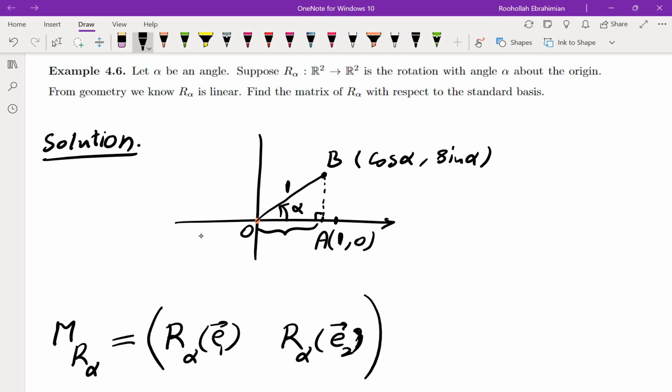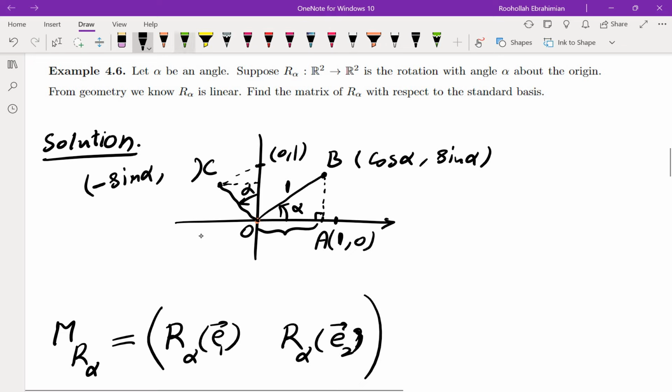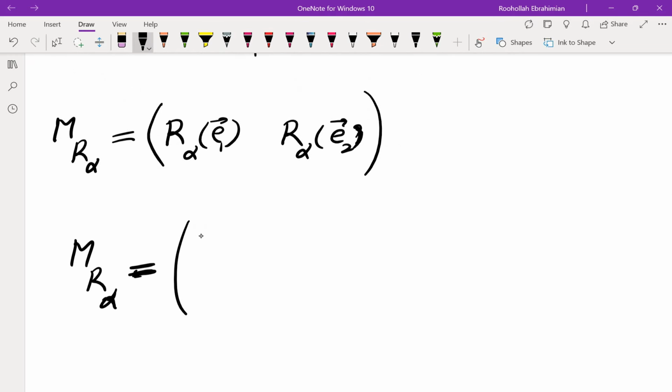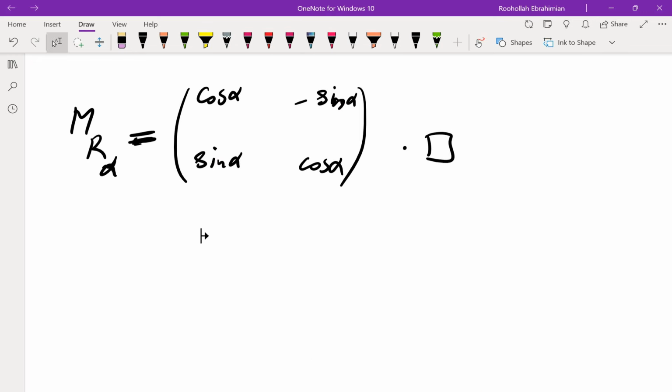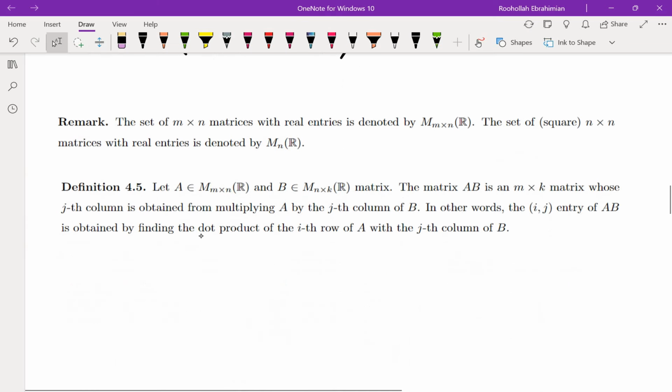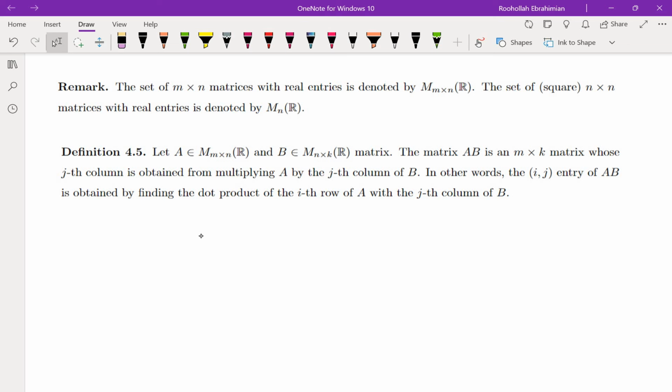And if I take (0, 1), which is a point right here, and I rotate about the origin by an angle of alpha, I will get another point. Let's call that C. The x coordinate would be the opposite side this time, so it would be sine of alpha, but it's in the negative direction, so it would be negative sine of alpha. And the y coordinate is adjacent, which is cosine of alpha. Then we have to put these in the columns of the matrix. So the matrix of R sub alpha would be cosine alpha, sine alpha, minus sine alpha, and cosine alpha. So this is the matrix of this rotation, and this might be something you have seen in some other places. Okay. So now we are in a position to define matrix multiplication.